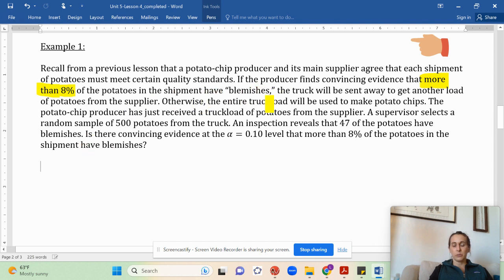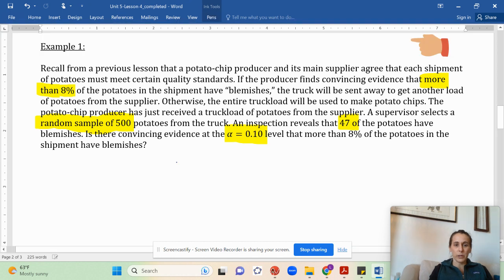So they just got a truckload. They select, and that's important, a random sample. We like the word random, of 500 from the truck. An inspection reveals that 47 of those 500 have blemishes. We want to know at the alpha significance level of 0.1, do we think that more than 8% of potatoes in the sample have blemishes?